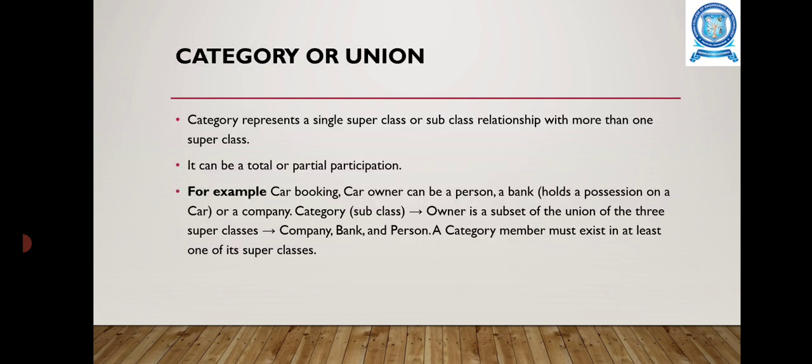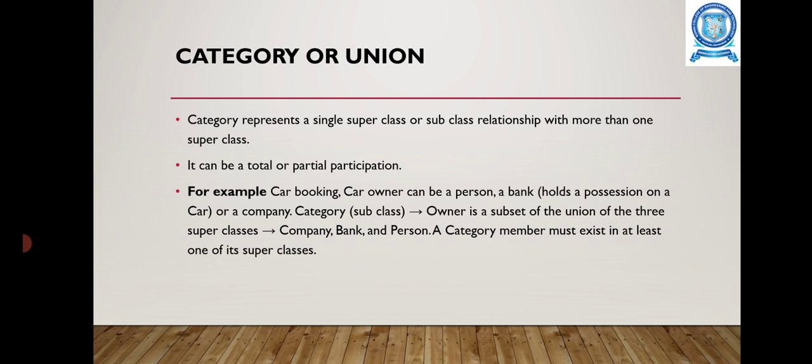Next one is the category or union. A category represents a single superclass or subclass relationship with more than one superclass. It can be a total or partial participation.